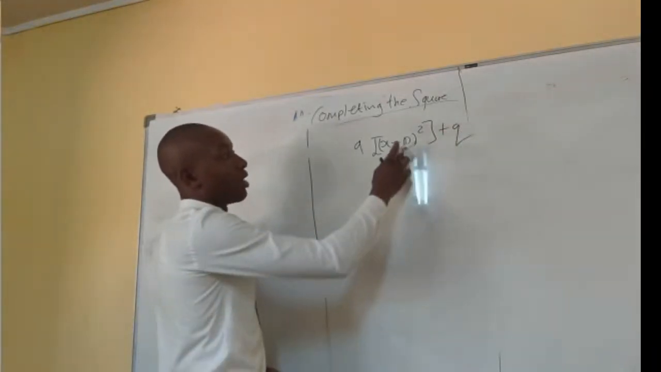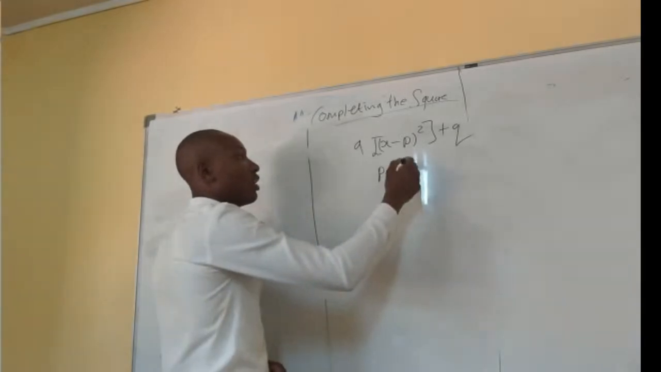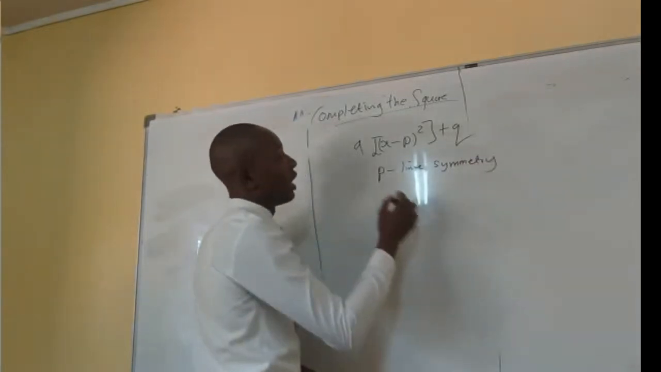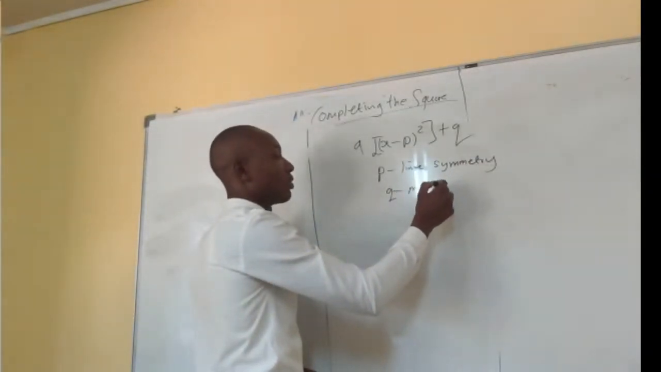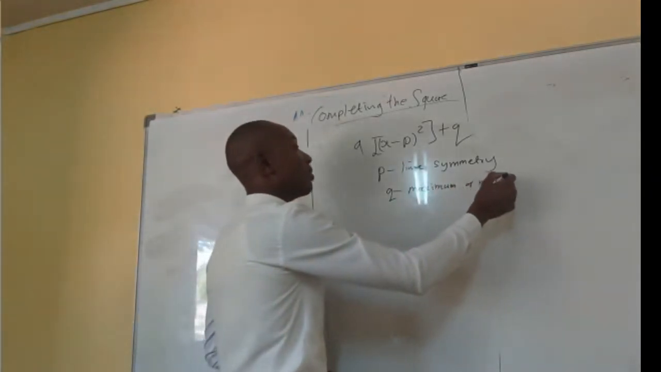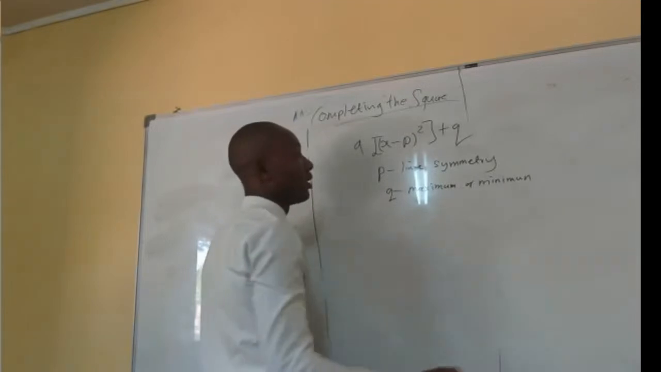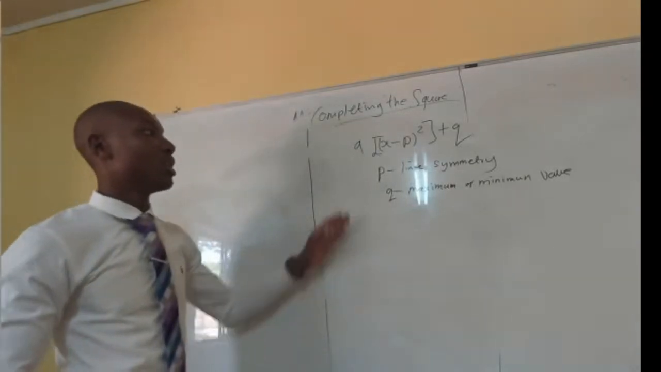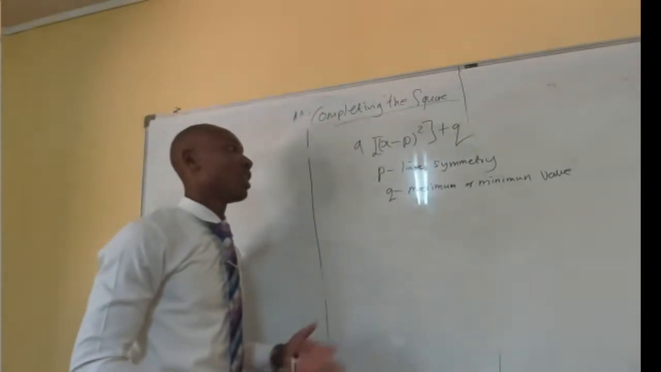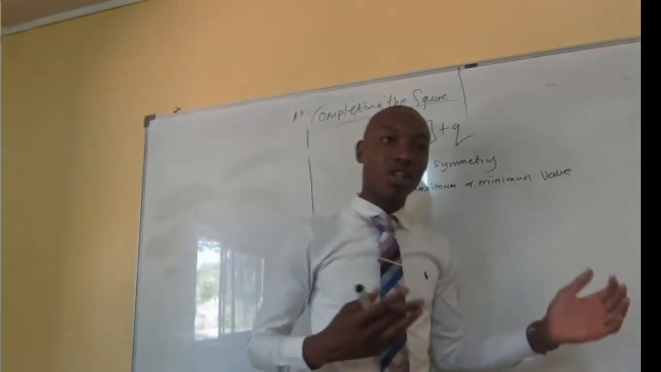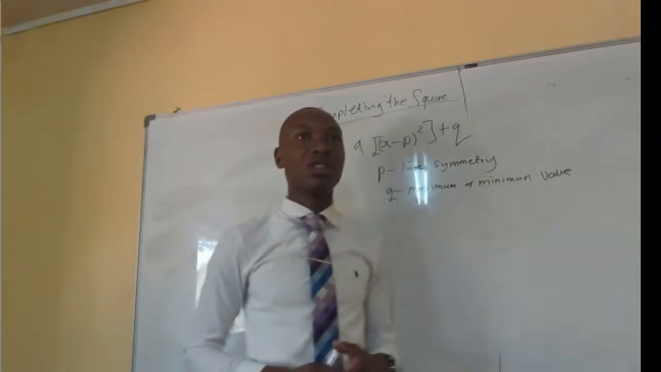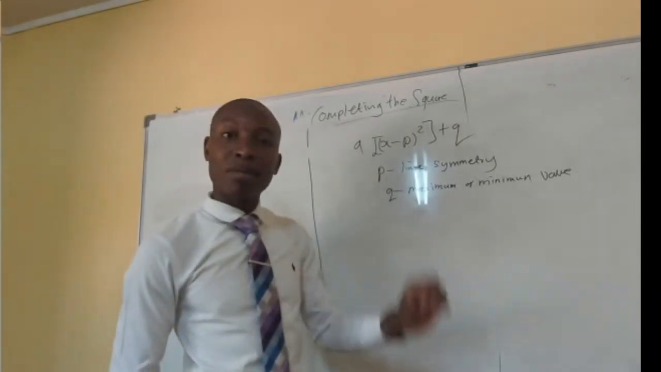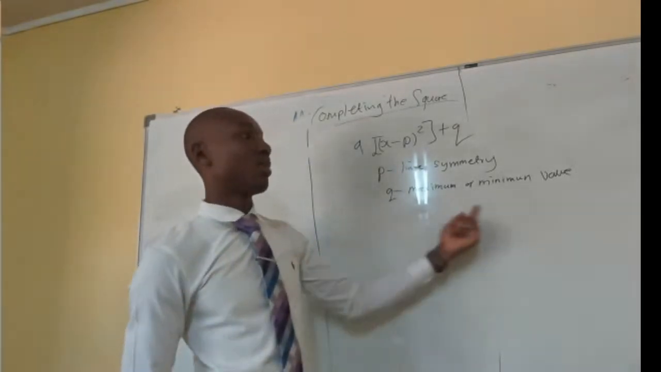Okay, so the P here is also called the line of symmetry, and the Q is called the maximum or minimum value. Alright, so it's important to know this because there are questions where you'll be asked to find the maximum, the highest point or the lowest point, the highest profit, the lowest profit. So here you just have to know that if I can complete the square based on the question that I have, the Q there is my maximum or the minimum.